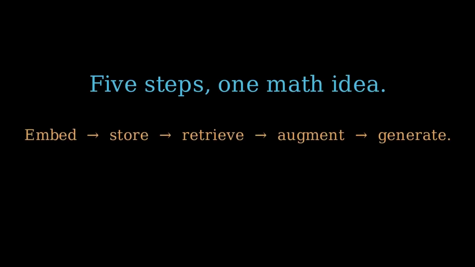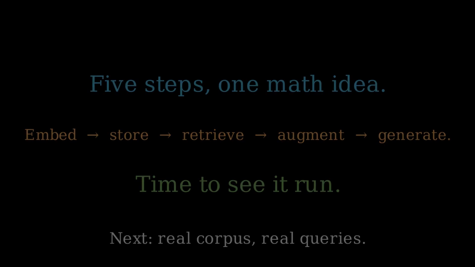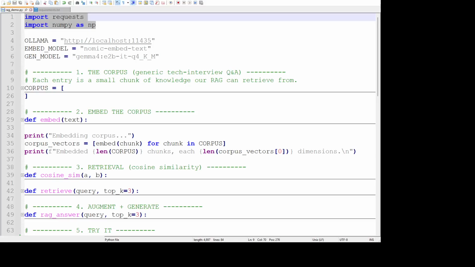5 steps, 1 geometric idea. That's the whole RAG pipeline. Now we go to the terminal and run it on a real corpus and see if it actually grounds the model the way the theory says it should. Recap: RAG is embed, store, retrieve, augment, generate, and cosine similarity is just the angle between embedding arrows, scoring how aligned their meanings are. Here's the whole RAG pipeline: 1 Python file, about 50 lines, no framework.